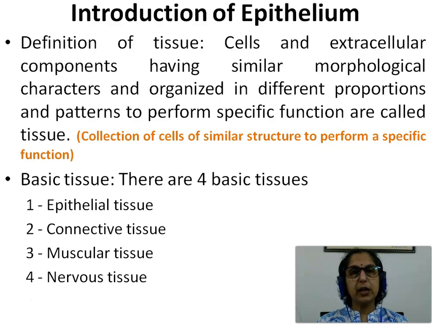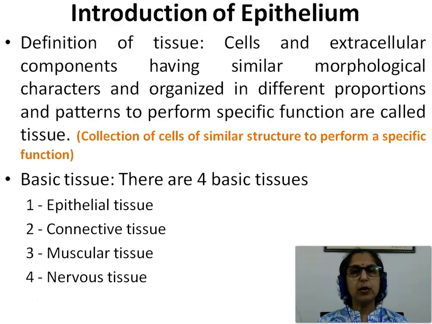How do we define a tissue? Cells and extracellular components having similar morphological characters and organized in different proportions and patterns to perform specific function is called as a tissue. Or in a simple way we can say collection of cells of similar structure to perform a specific function is called as tissue.